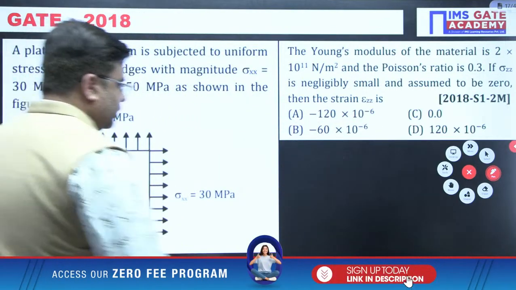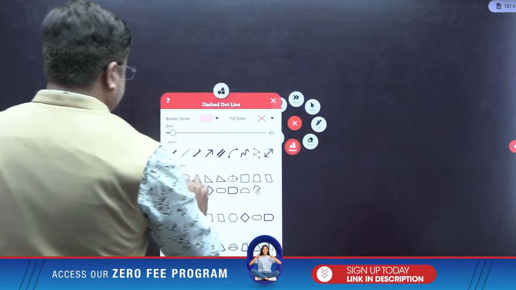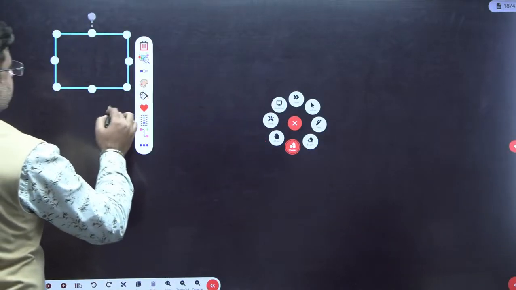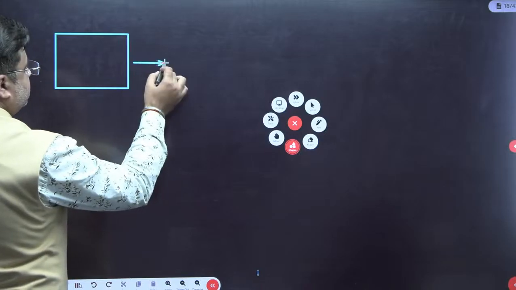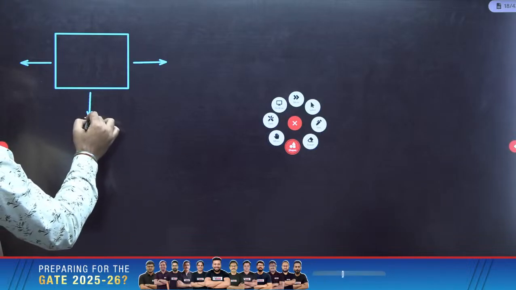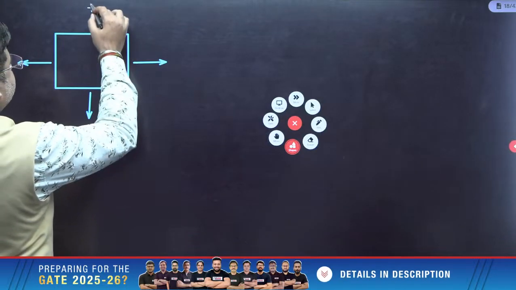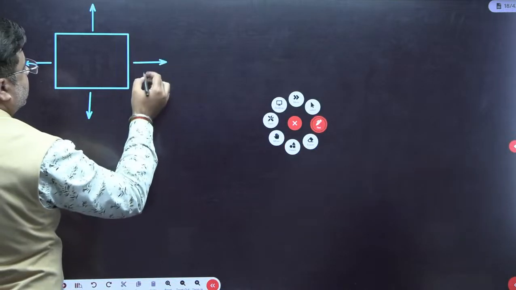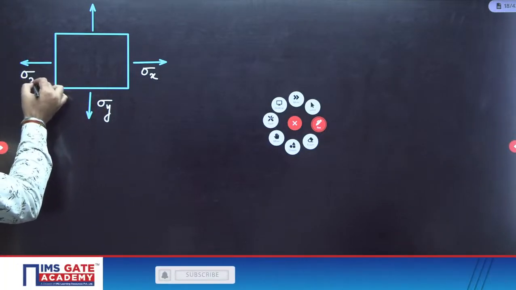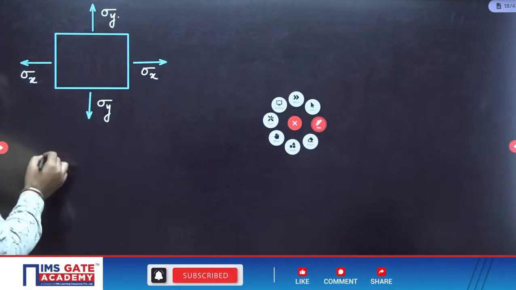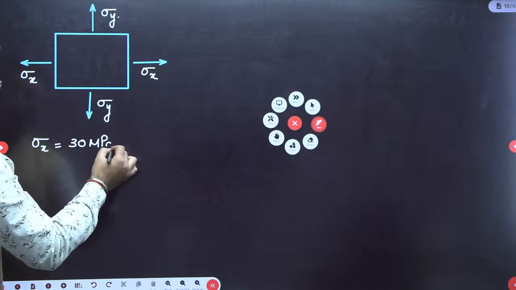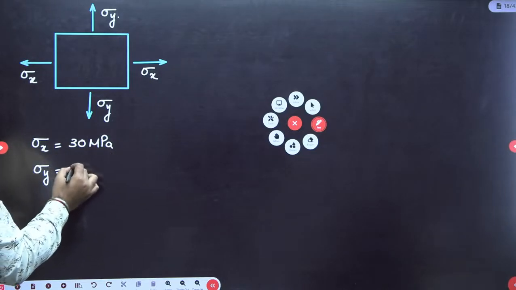So let me just quickly draw this state of stress. This is your state of stress here. Only sigma x and sigma y are acting like this. So this is sigma x here, then you have sigma y, sigma x, sigma y, again sigma x and sigma y. Right, so sigma x is given to you as 30 megapascal and sigma y is given to you as 50 megapascal.